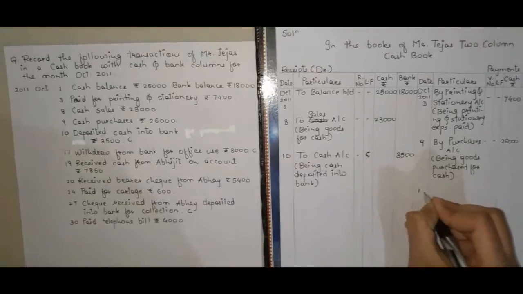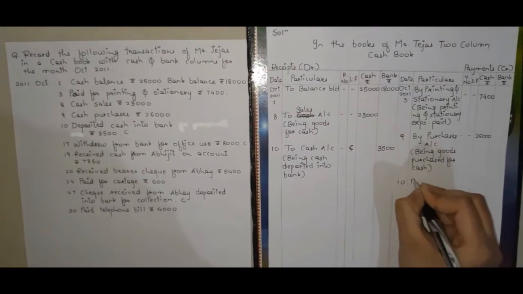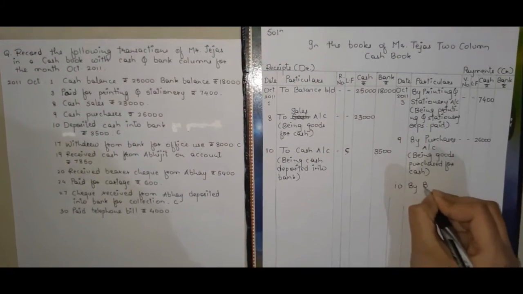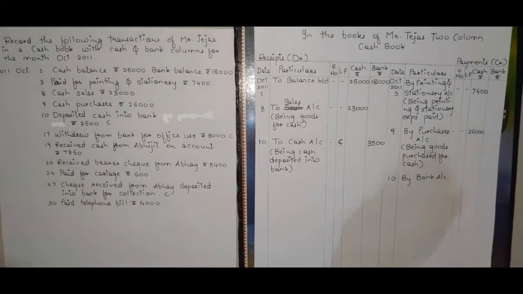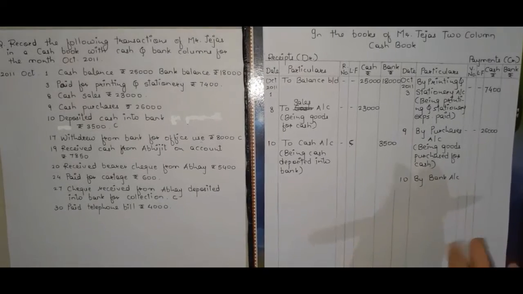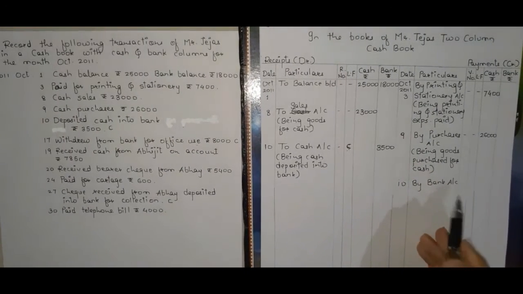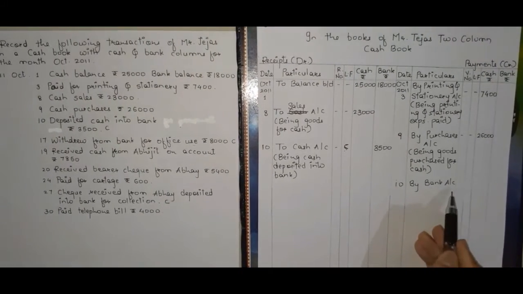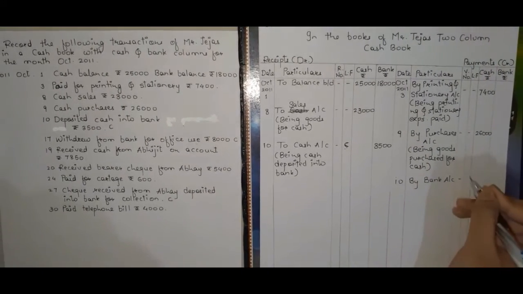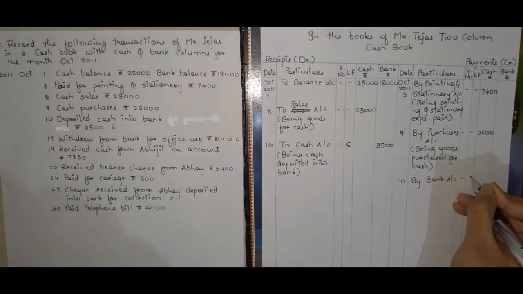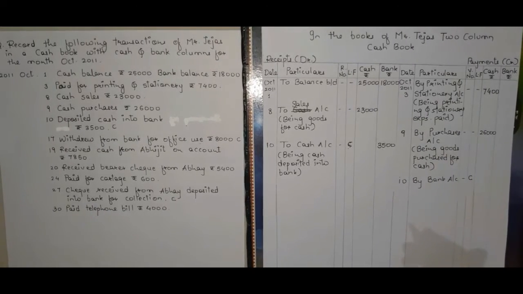Okay, so let's record this transaction now on the payment side. 10th October, by bank account. Now here, why bank account? Because cash is coming into the business, into the bank. That is why it is a receiving party. So by bank account, no voucher number, but this is a contra entry, so here we will write the letter C.